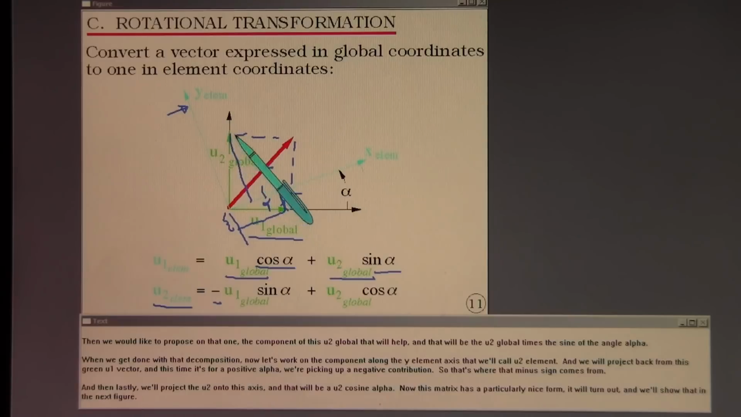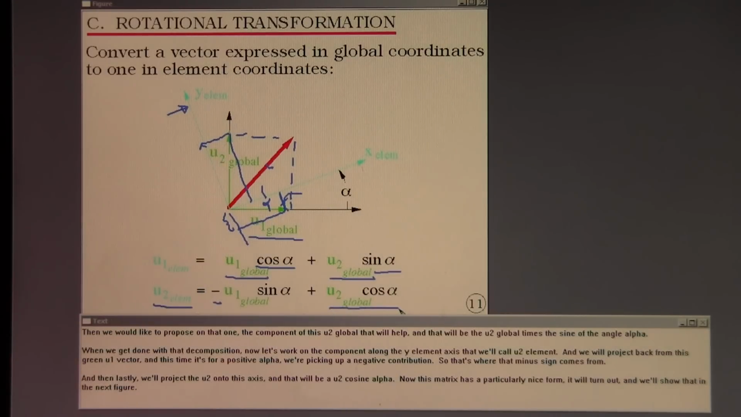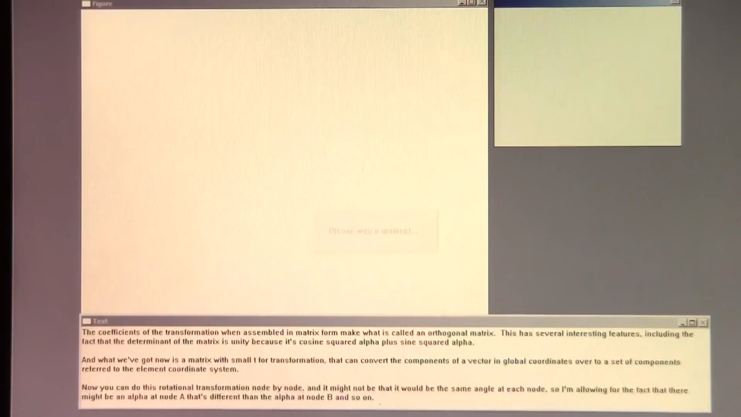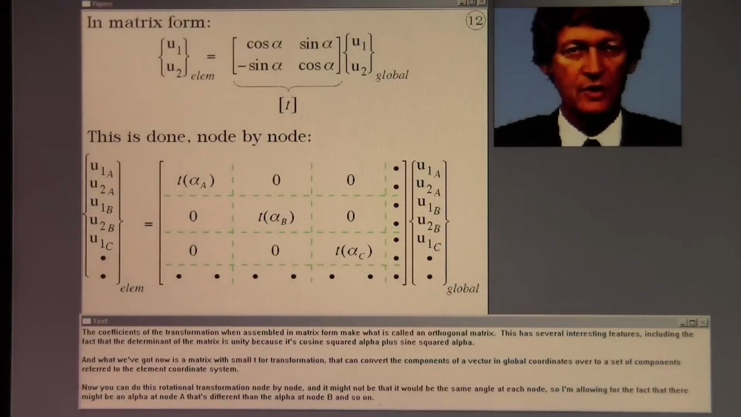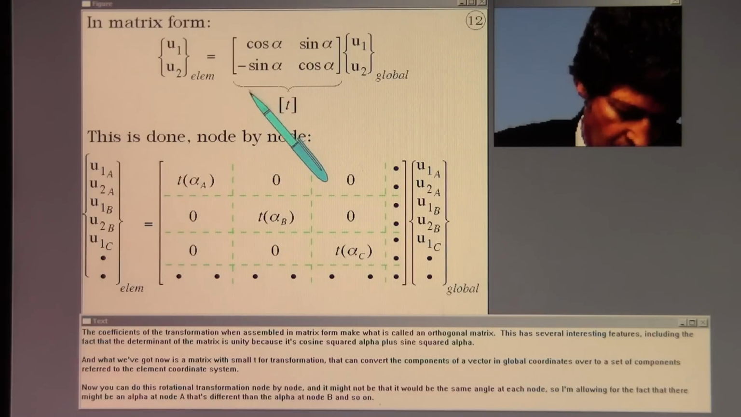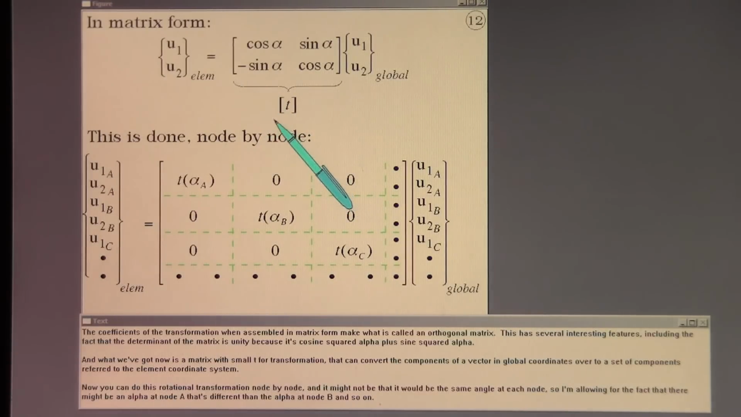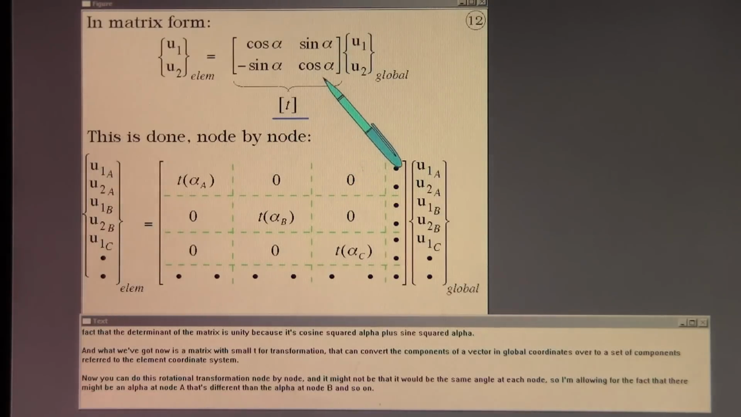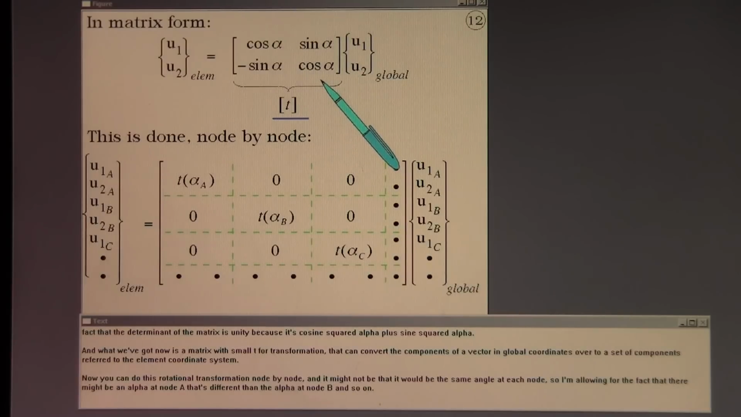And then lastly, we'll project the U2 onto this axis, and that will be U2 cosine alpha. Now this matrix has a particularly nice form, it will turn out, and we'll show that in the next figure. The coefficients of the transformation, when assembled in matrix form, make what is called an orthogonal matrix. This has several interesting features, including the fact that the determinant of the matrix is unity, because it's cosine squared alpha plus sine squared alpha.